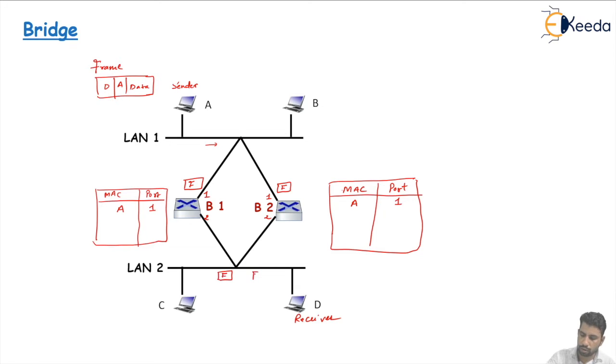The frame has reached LAN number 2. Here you see in LAN number 2 we have 2 copies of the frame. The bridges have no idea about the destination because they are just in the learning phase.